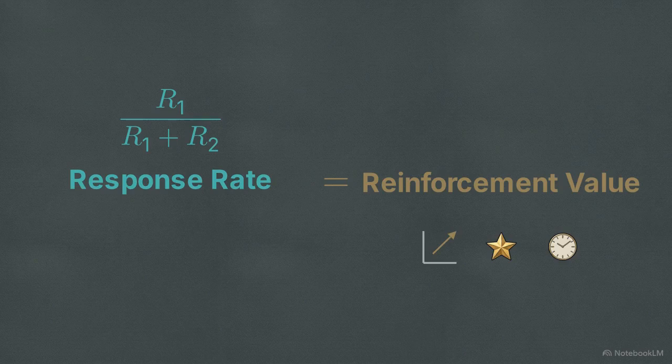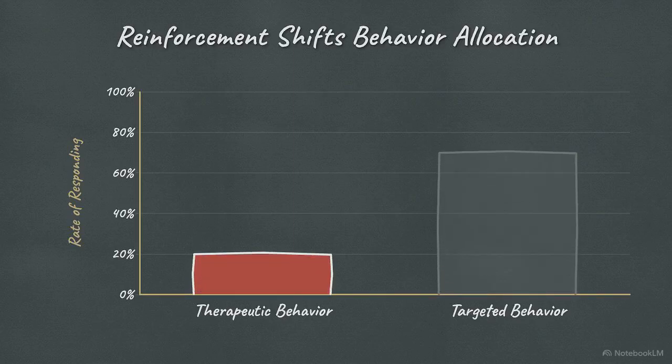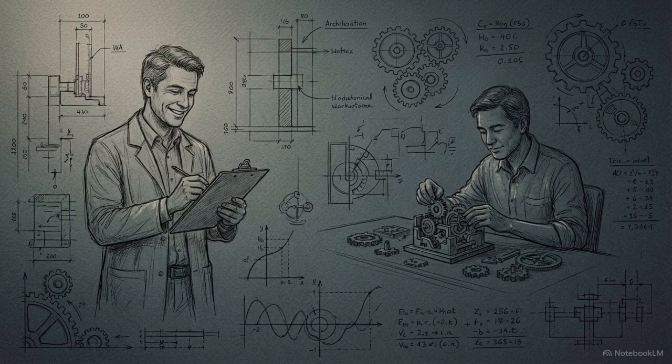In clinical practice, the matching law is used to reduce problem behavior by ensuring that a therapeutic replacement behavior is on a significantly richer reinforcement schedule than the behavior targeted for reduction. Behavior goes where reinforcement flows. Mastering these schedules allows practitioners to accurately engineer behavioral change.